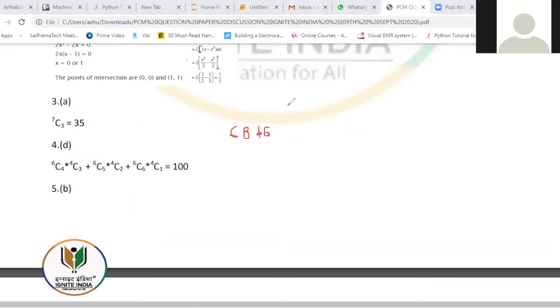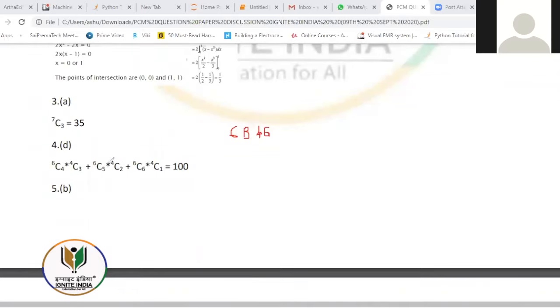Out of 6 you're choosing 4. Out of 4 girls you're choosing 3. The first combination will be 6C4 into 4C3. Whenever they give you boys and girls, you multiply them. Next will be an or. Either you choose 4 boys and 3 girls, or 5 boys and 2 girls.